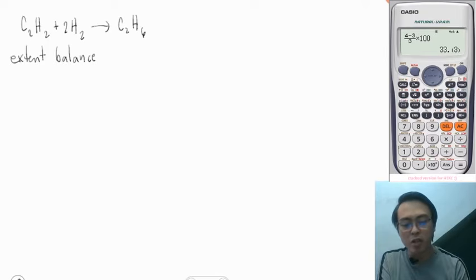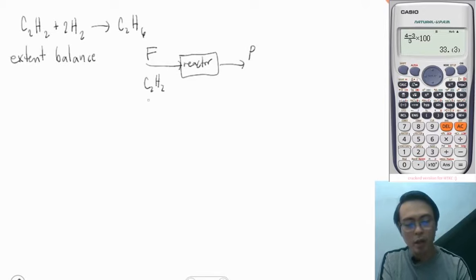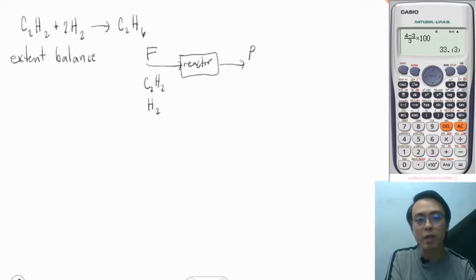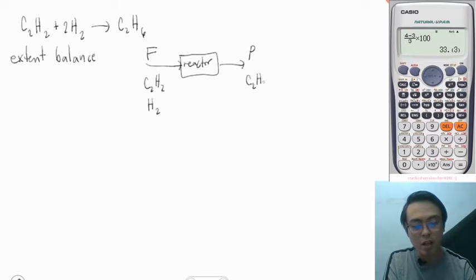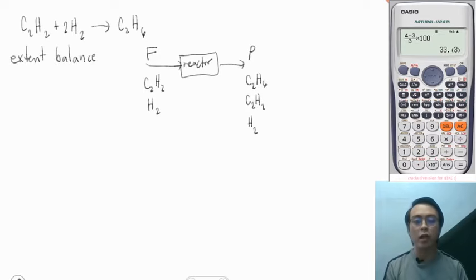Okay, imagine that we have a reactor. In the reactor, we have a feed and a product. Our feed, of course, is C2H2 and then H2. And assume that this reaction is incomplete. Our product would contain the main product, C2H6, but it would also contain bits or some unreacted reactants. So we also have C2H2 and H2 in our product stream. Okay? Assume for a moment that the reaction is incomplete. So how do we perform the extent balance?